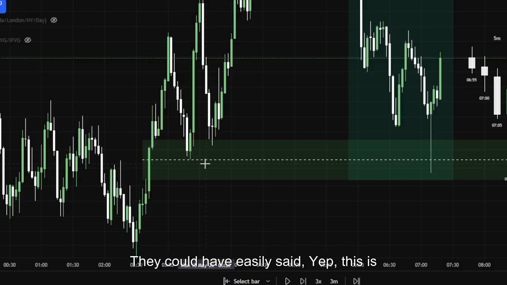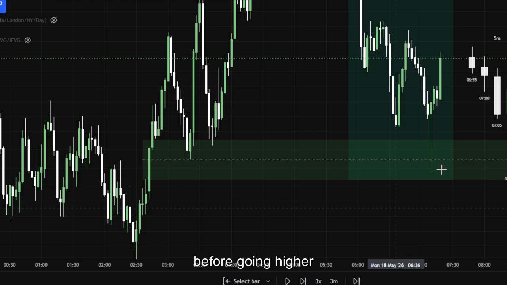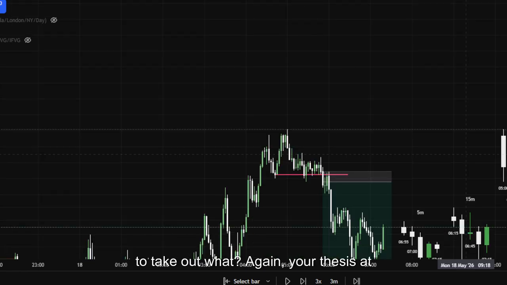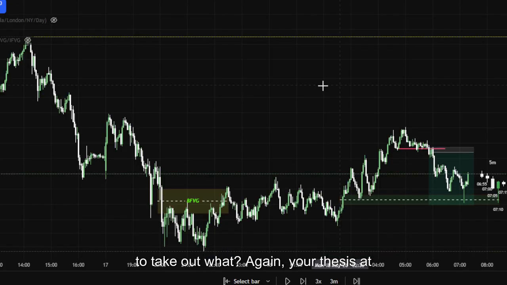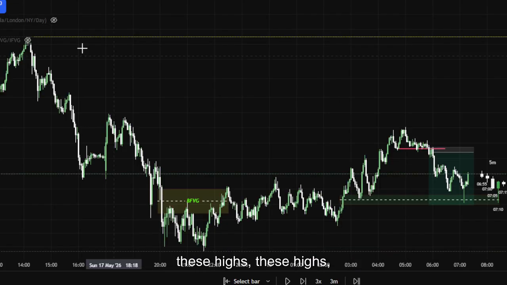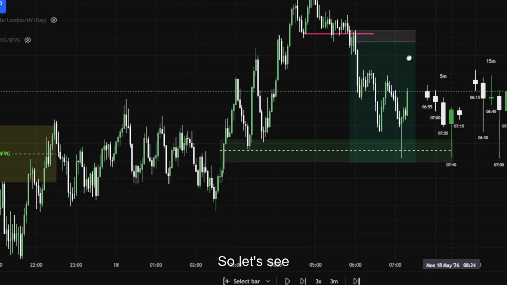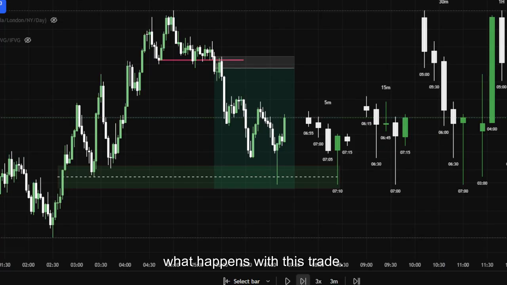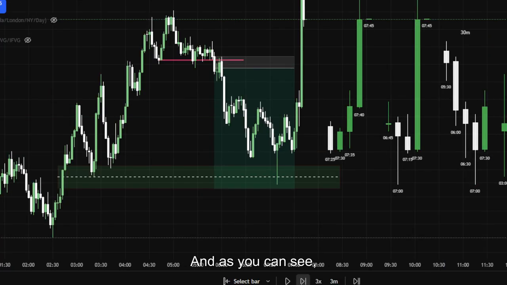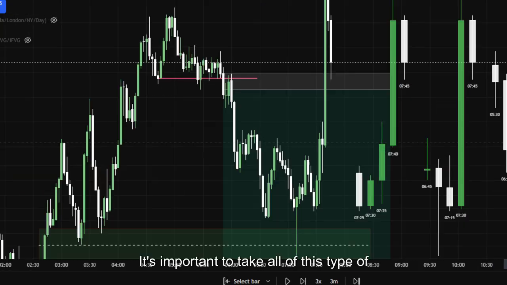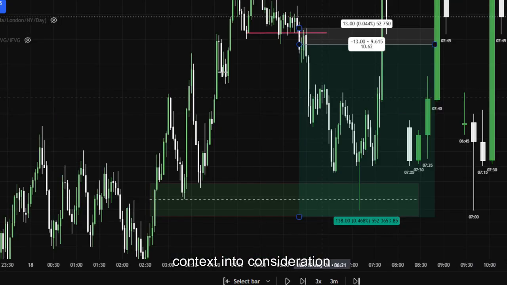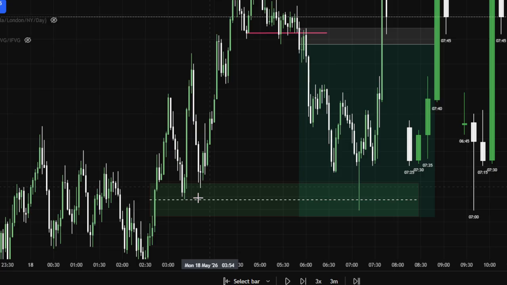They could have easily said, yep, this is internal range liquidity. We sweep this low before going higher to take out what? Again, your thesis at this point would probably be something like these highs. So let's see what happens with this trade. And as you can see, that happens. It's important to take all of this type of context into consideration.